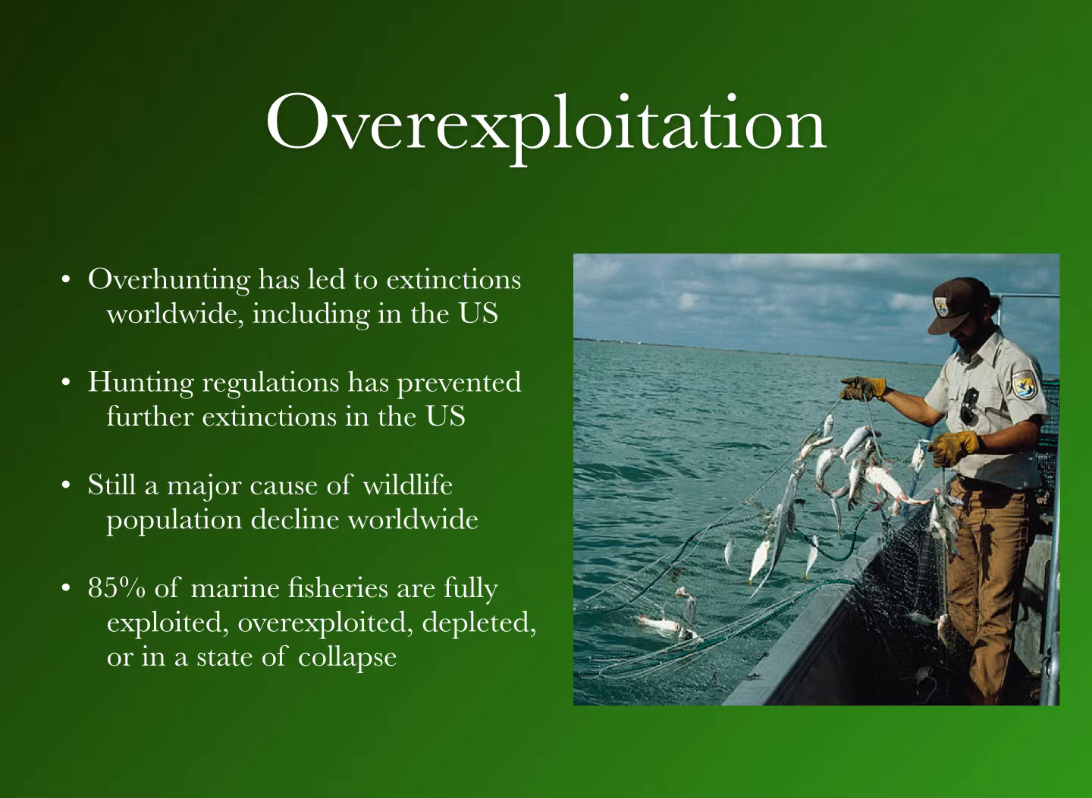From a fisheries standpoint, overexploitation is the biggest looming threat to our oceans across the globe. A 2012 United Nations report found that 85% of the world's fisheries are fully to overexploited, depleted, or in a state of collapse. Worldwide, about 90% of the stocks of large predatory fish are already gone.